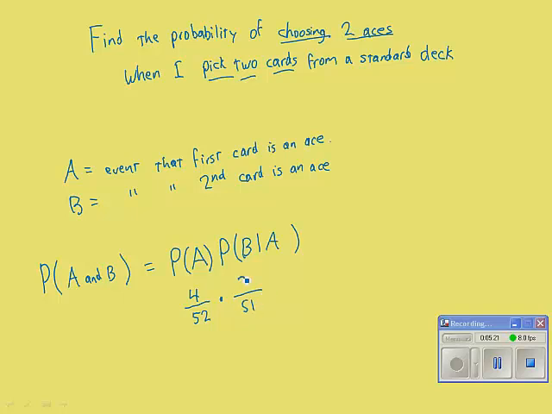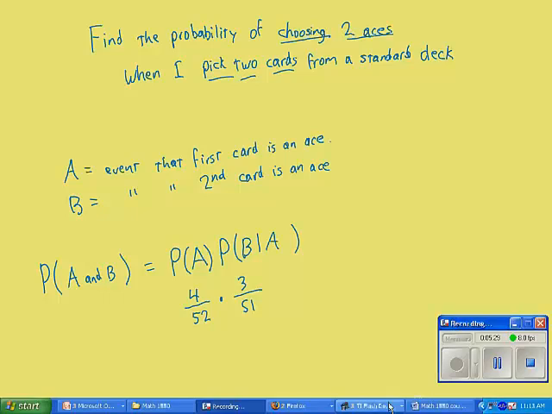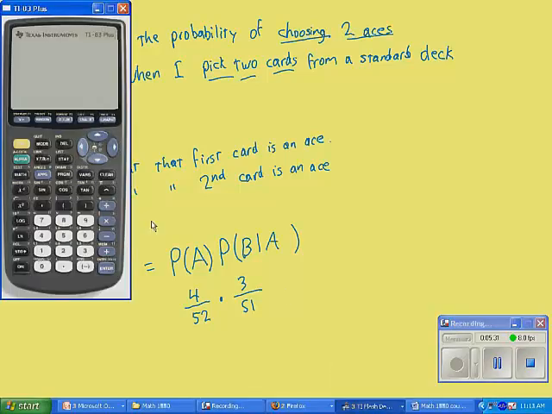Very good. It's 3, because there's 3 aces left out of 51. And so I'll take out my calculator and work out what that is. So let's see, I'm going to do 4 out of 52. That's about 7%. I'll do 3 out of 51. That's about 5%. Right? Oh, but I'm going to multiply those together. So let's see. 4 divided by 52 times 3 divided by 51.